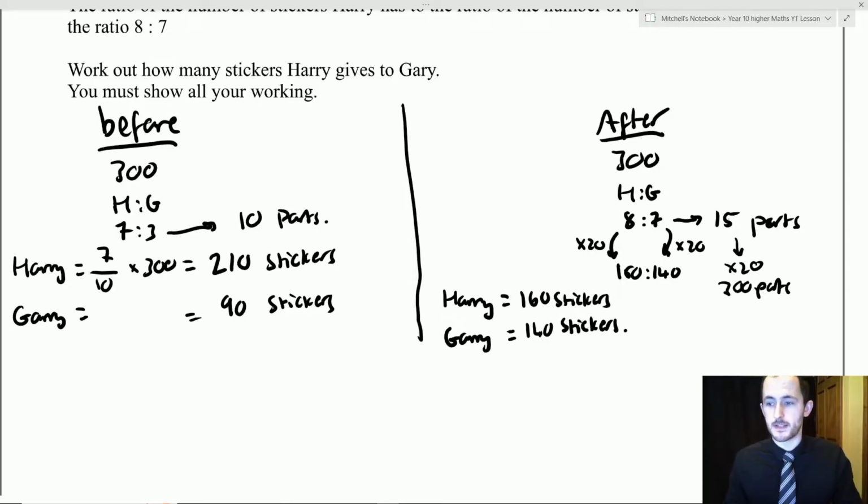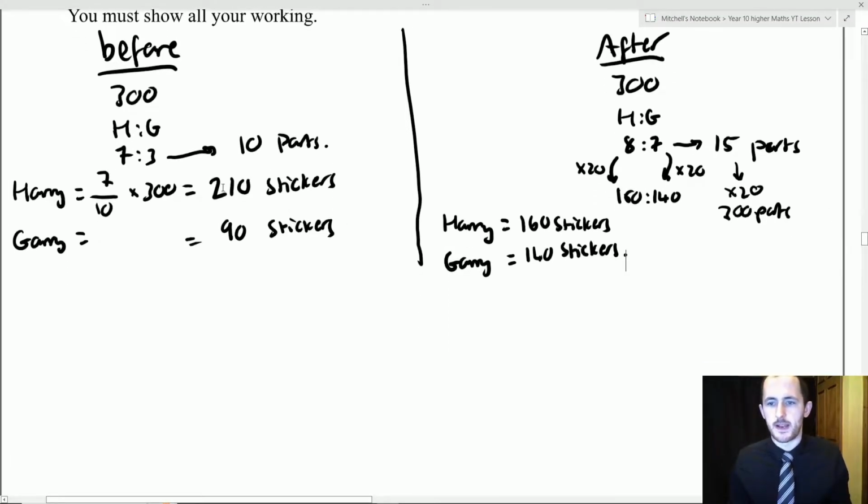Got it all, perfect. So now we need to say how many stickers Harry gave to Gary. Well, two ways to work it out. Work out the difference between 210 and 160, or the difference between 90 and 140. It's the same. It will be 50 stickers, right? Because Harry has gone from 210 to 160, so negative 50. Gary's gone up 50, so he must have given him 50 stickers. That would be the way I do it.